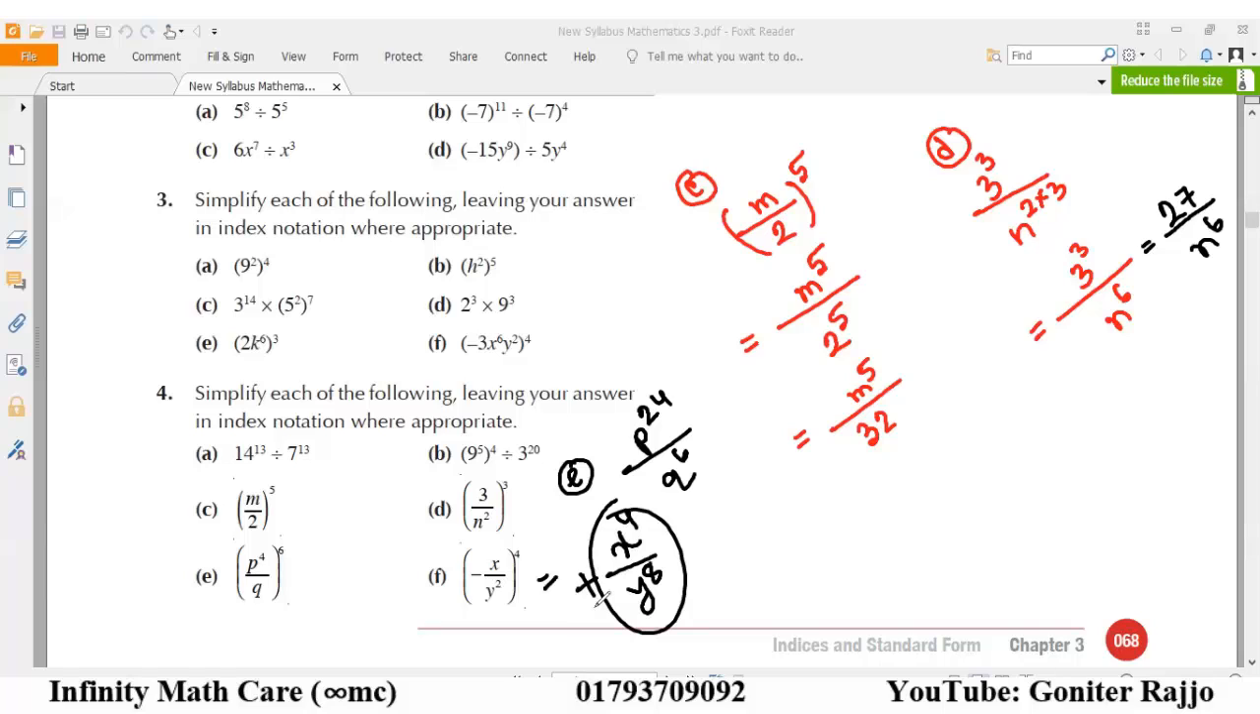So we can solve up to 4 in that way. In the next video, we will complete the rest of the problems of this chapter.